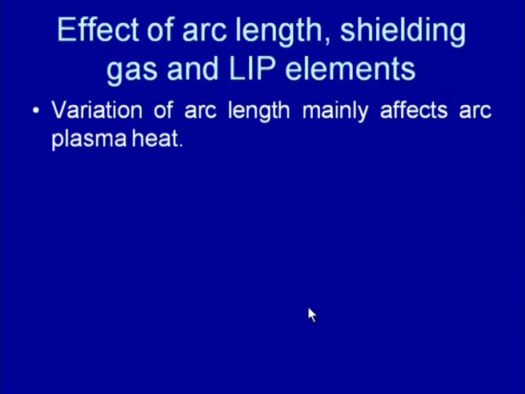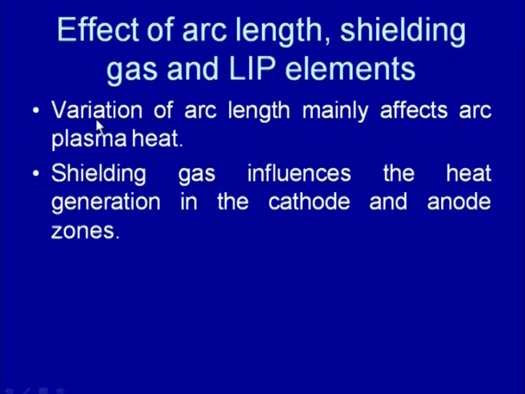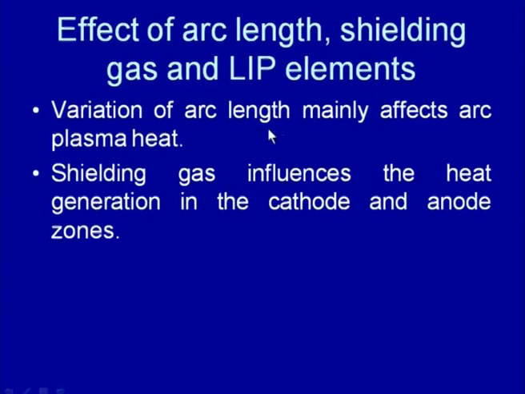But each factor has a specific effect on the cathode drop zone, the plasma zone or the anode drop zone. If we see the effect of each of these factors on the variation in the voltage drops in a specific zone, the variation in arc length, as I said, mainly affects the arc voltage drop in the plasma region, and accordingly the heat generation in the plasma region is influenced. An increase in arc length increases the distance between the electrode and the workpiece, which directly increases the length of the plasma zone, and which in turn increases the resistance for the flow of current between the electrode and workpiece. That is why the voltage drop in the plasma region increases, which in turn increases the heat being generated in the plasma zone.